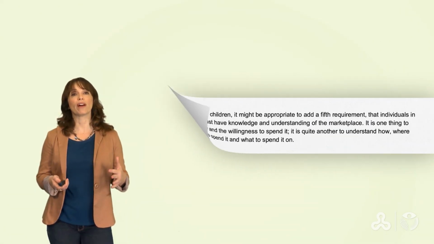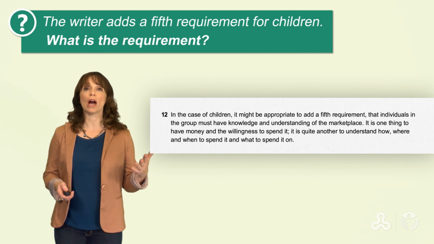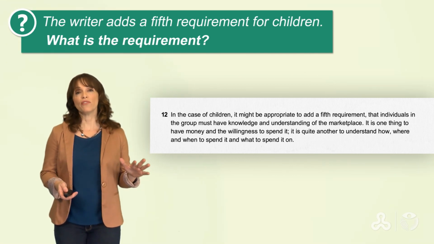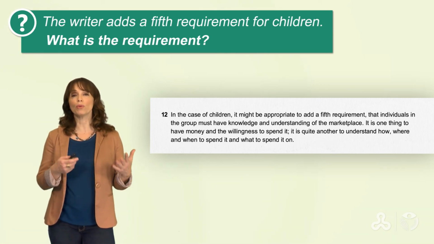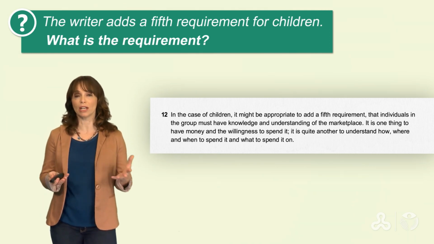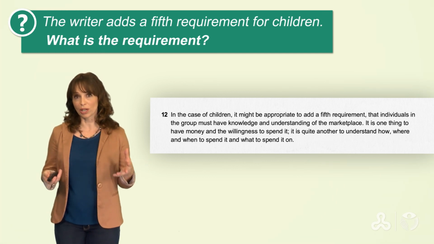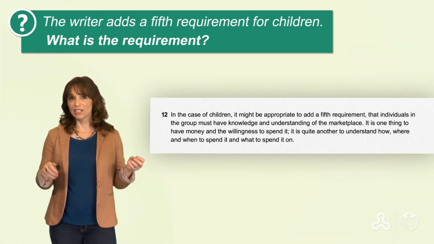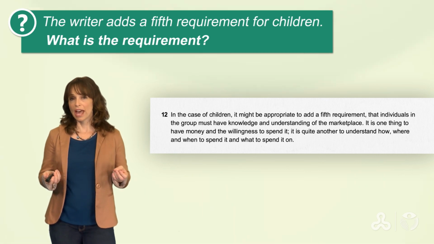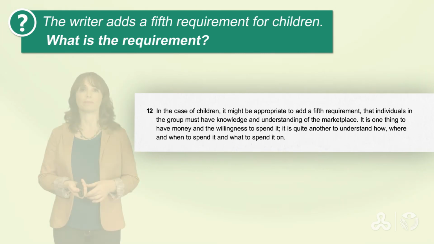So now let's go to paragraph 12. The writer adds a 5th requirement for children. If we had the 4 requirements before, they were general requirements. היו דרישות כלליות לגבי מתי קבוצה נחשבת כשוק רלוונטי. So the writer adds a 5th one for children, and in paragraph 12, find what is the requirement for children.